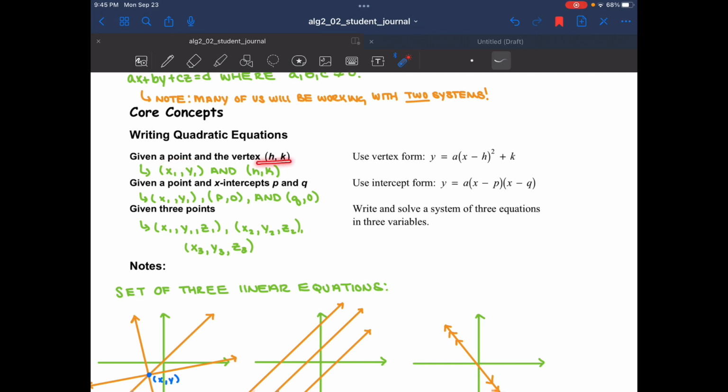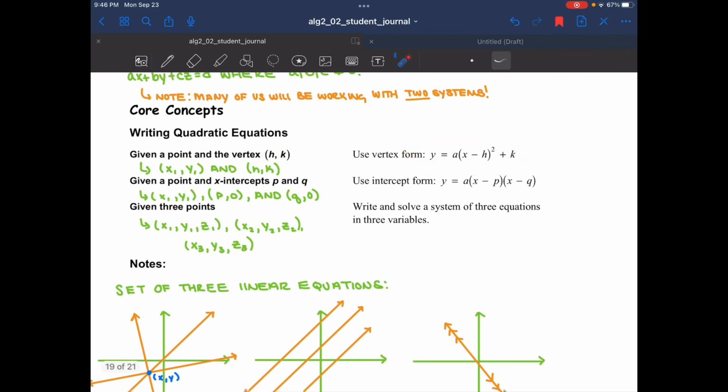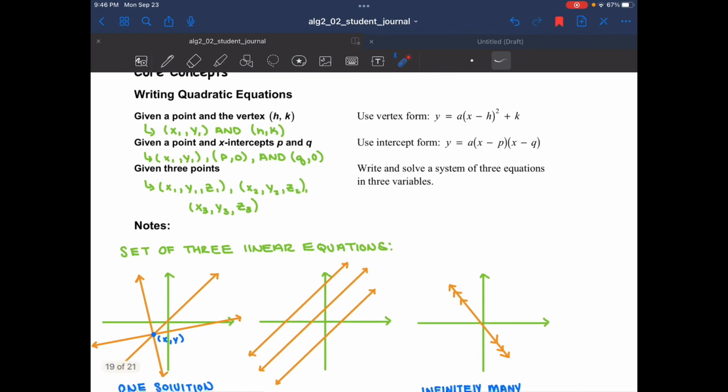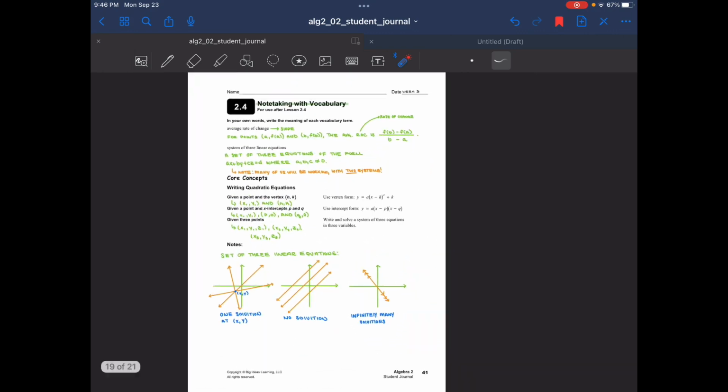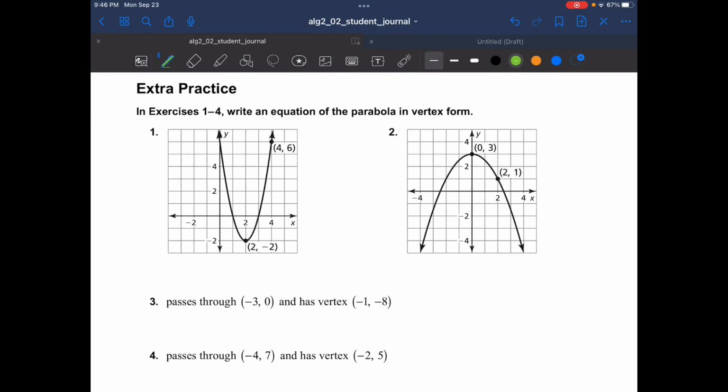So if we are given a point and a vertex, then we're going to use this form. If we're given a point and the x-intercepts, then we're going to use this form, because it's vertex form. It's got the vertex in it. It's got the intercept form because it's got the intercept in it. And if we're given 3 points, like x, y, and z, then we're going to write and solve a system of 3 equations.